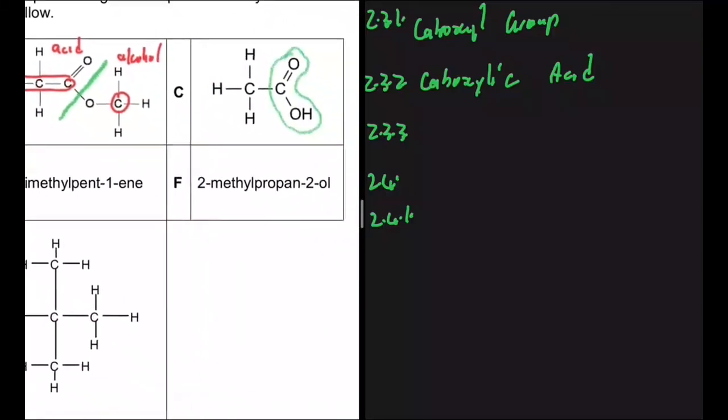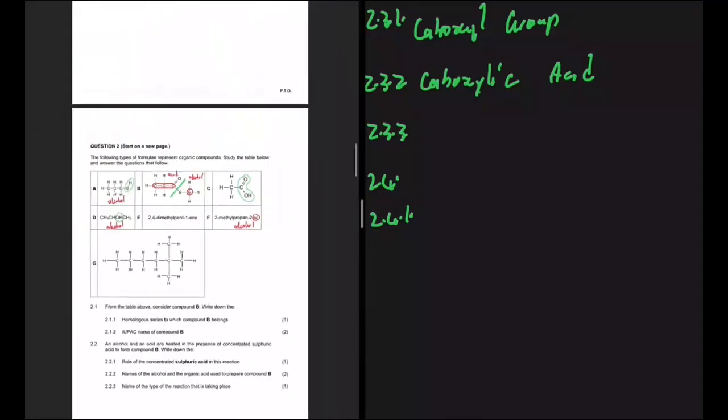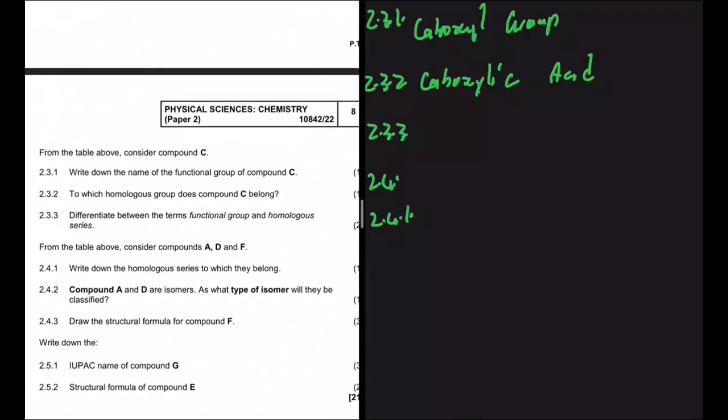Let's look at compound F. It ends with ol, so we have another alcohol again. So A, D, and F are alcohols as far as the homologous series is concerned. So the answer to 2.4.1 will be alcohols, because A, D, and F are all alcohols.